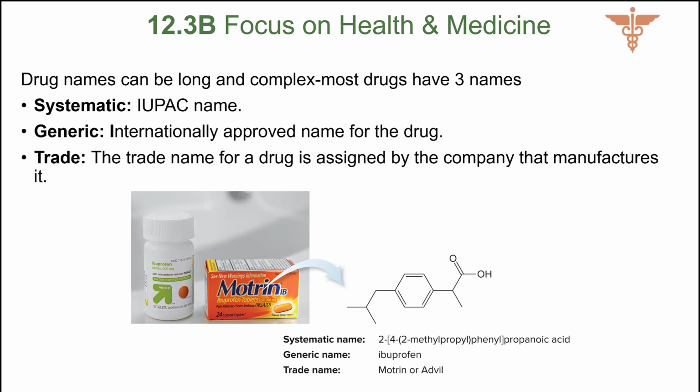So drug names can be very long and complex. Most drugs actually have 3 names. They have a systematic name, which is the IUPAC name. They have a generic name, which is the internationally approved name for the drug, and also a trade name. And the trade name for a drug is assigned by the company that manufactures it. And this is usually a catchy name that's easy to remember. So for this particular compound, the systematic name is quite long, and then the generic name is ibuprofen, but the trade name is Motrin or Advil.